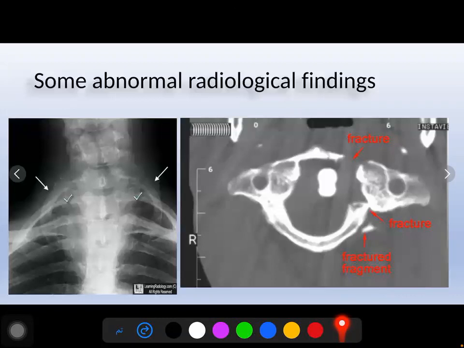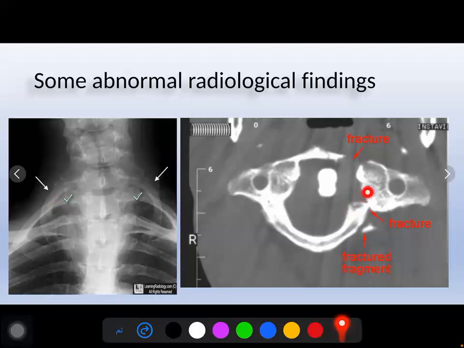There is some abnormal radiological finding in the cervical region. As we see, this is the bilateral cervical rib, which occurs in 7%. This is projecting from the C7 vertebra. This is a bilateral cervical rib.